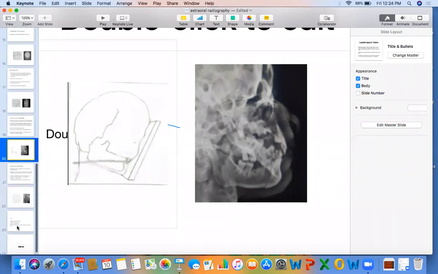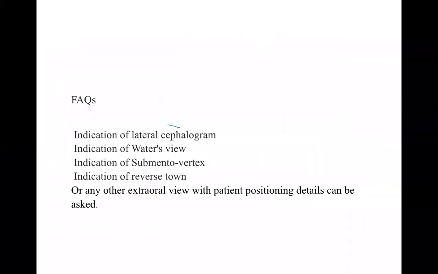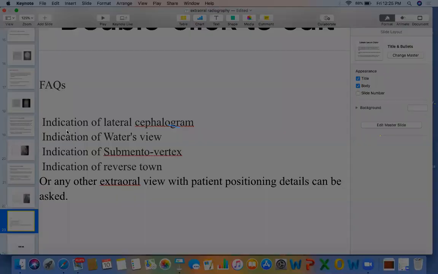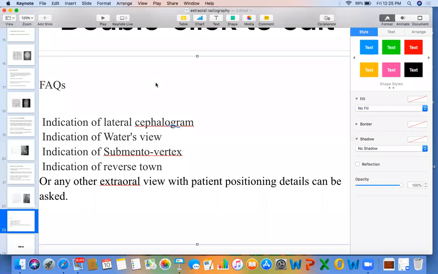This is how we have covered extraoral radiography, and these are the frequently asked questions, which include indications as well as patient positioning when it comes to SAQ. So if you have any query, guys, you can contact me by mail, or we have our Google groups also, and you can WhatsApp me as well. I hope the queries are not there. Many queries are not there, but still if they are there, we can discuss them.